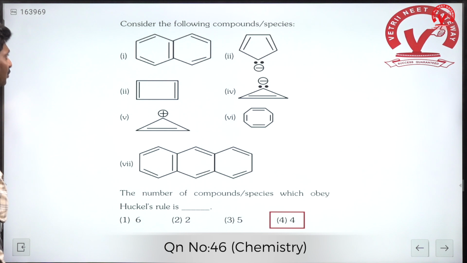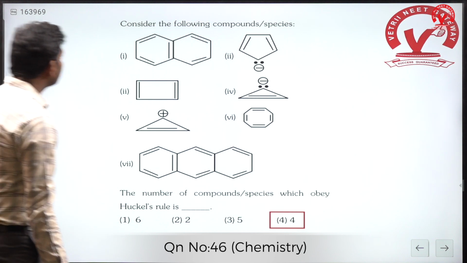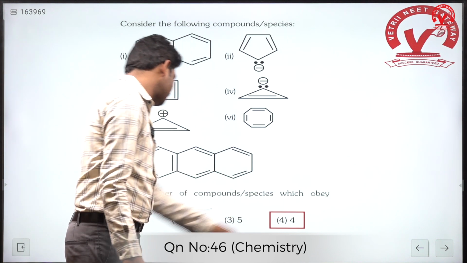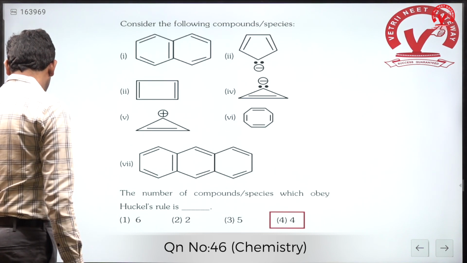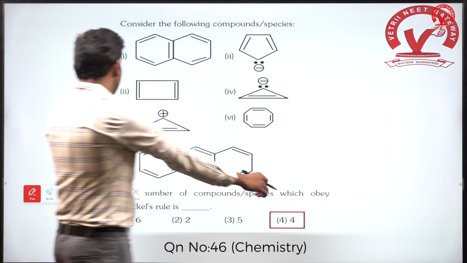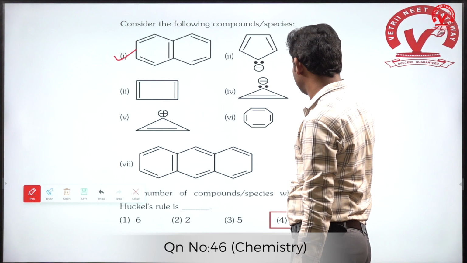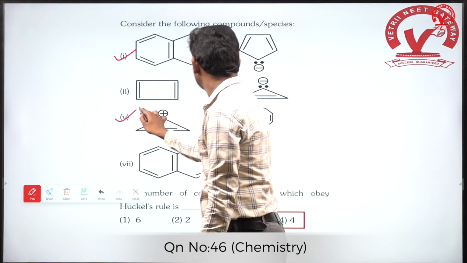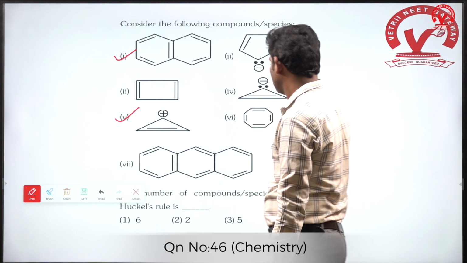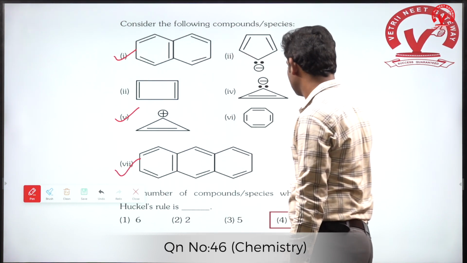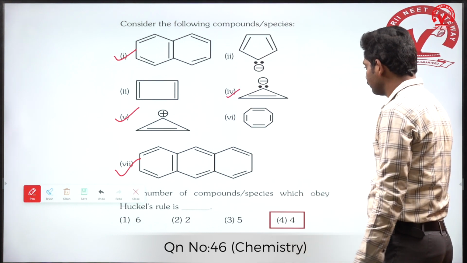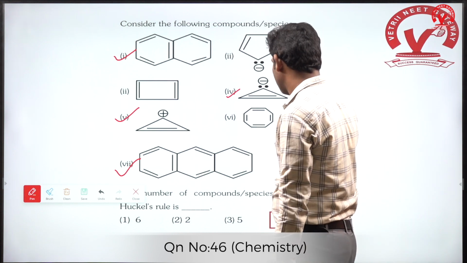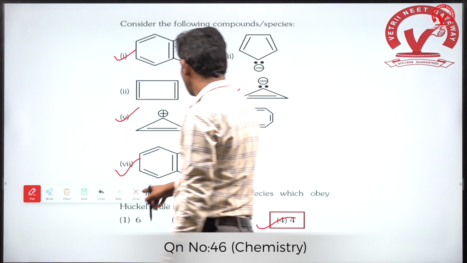Next one. Consider the following species. They are asking about aromatic compounds. Consider the following compounds, the number of species which obey Huckel's rule. So which ones will follow the Huckel rule? Check it. The first one will follow the Huckel rule, and next, the fourth one will follow the Huckel rule, and the seventh one will follow it, and then one more, this one will follow the Huckel rule. So the option is 4. These 4 obey the Huckel rule.